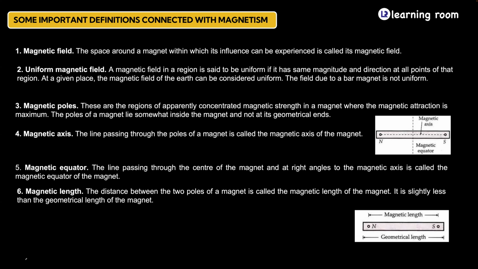See, there are some important definitions that we need to know in this chapter, for the sake of understanding magnetic substances, understanding something called Earth's magnetism, and at the same time for deriving certain things. So the important definitions connected with magnetism are, the first thing is you need to know what is a magnetic field. The name itself suggests it: field is a region. It is the space around a magnet within which its influence can be experienced, what is called a magnetic field.